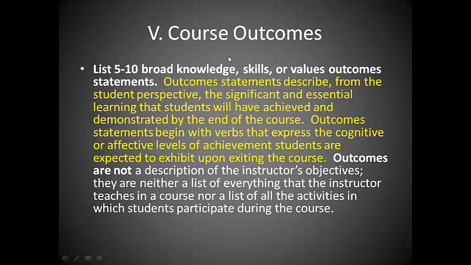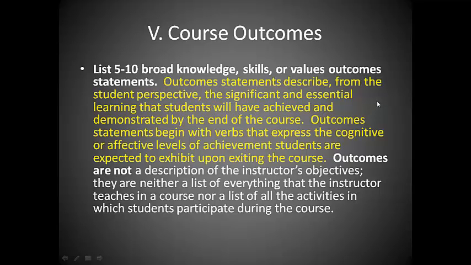Course outcomes. Now, course outcomes, we need to talk about these a little bit. These are 5 to 10 broad knowledge, skill, or value outcome statements. Outcomes are not a description of every little thing that you cover in the course or the instructor's objectives. Now, I was one of the worst people with this when we came out with course outcomes several years ago. For anatomy and physiology, I felt that we had to have every little thing we taught down as a course outcome in order for the transfer issue. I wanted to make sure that other universities knew what we were teaching in anatomy and physiology.